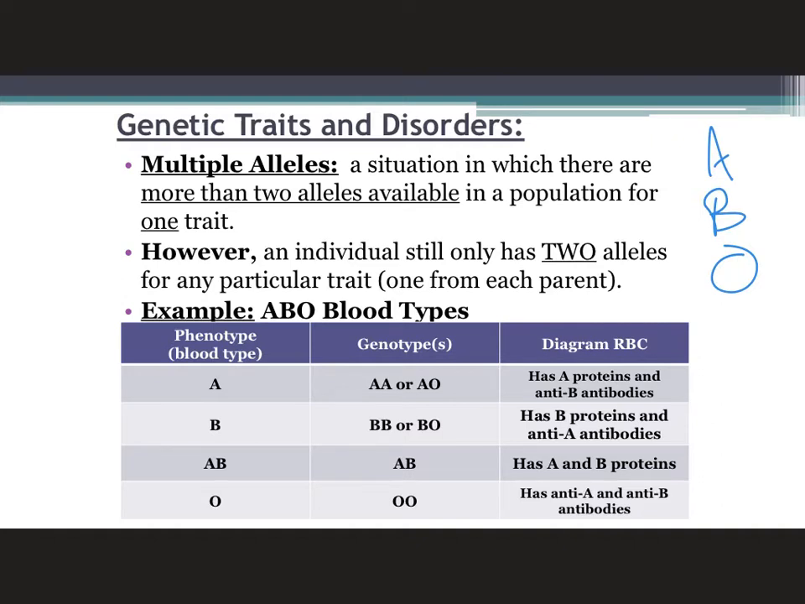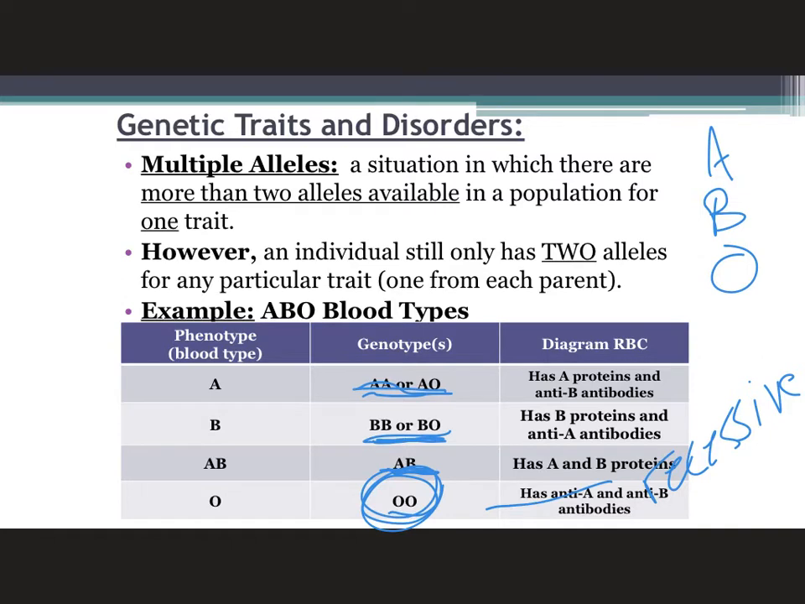In order to be blood type A, you could be either AA or AO. Same thing with B. You could have two Bs or a B and an O. AB you only get when there's one A allele and one B allele, and O is only shown when there are two O alleles, which means O is actually the recessive allele. A and B are both dominant when they're dominant together. That, of course, is called codominance.